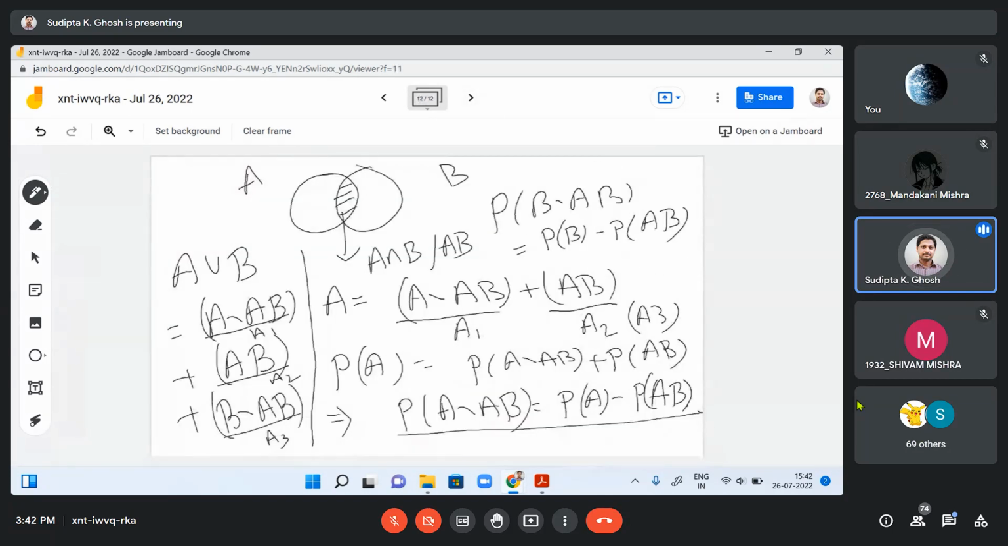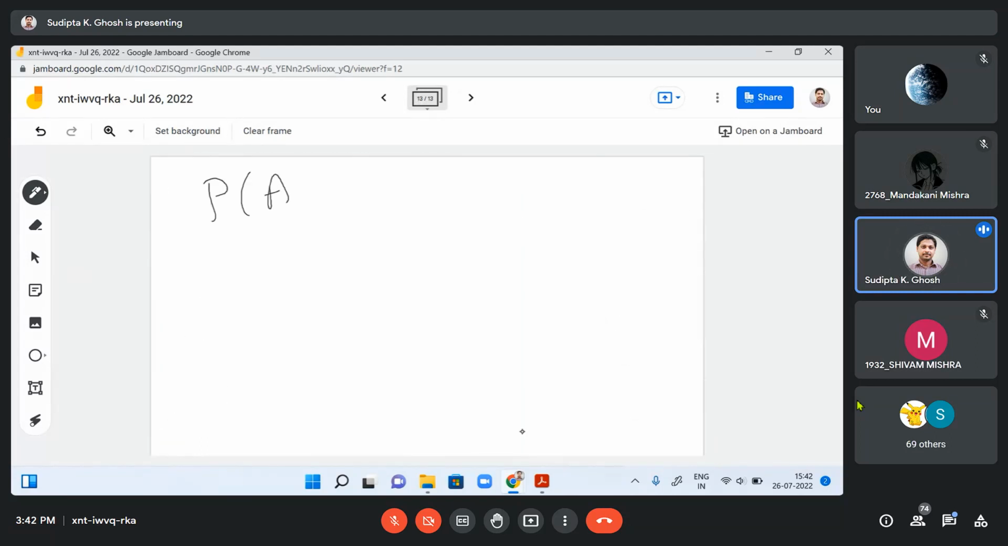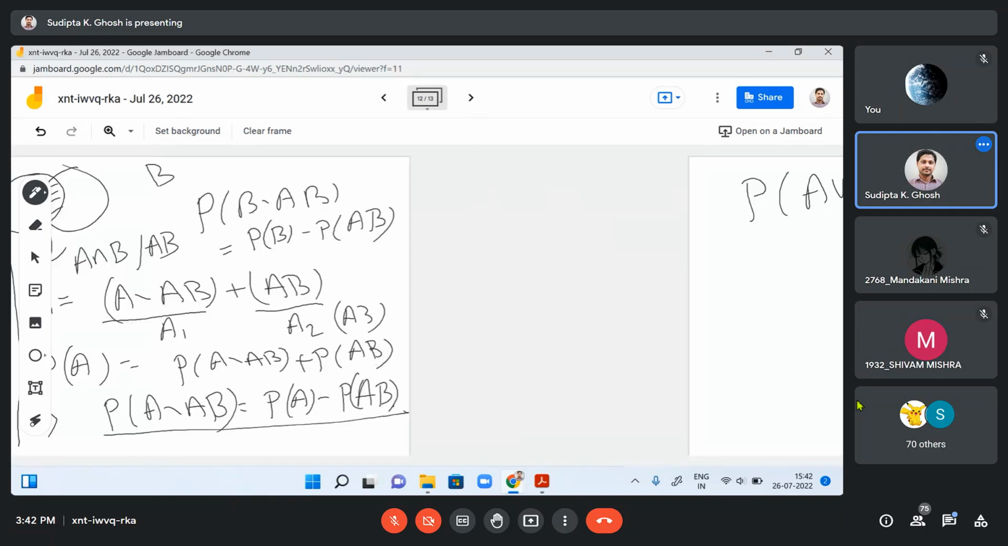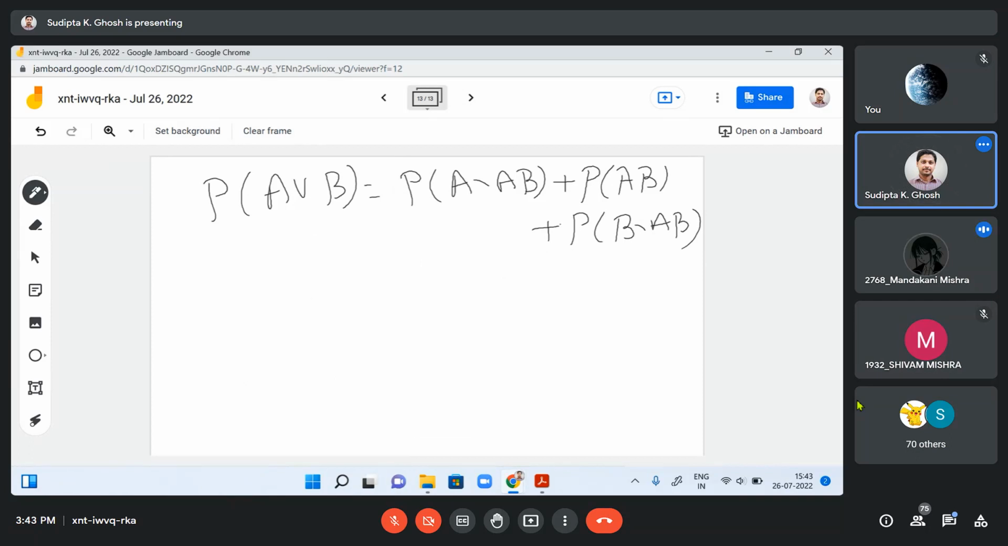If I am writing A union B is equal to this part, then I can write probability of A union B. That means probability of A minus AB plus probability of AB plus probability of B minus AB. Correct? Yes or no? I am writing this because these are pairwise disjoint events. That's why by axiom 3 I can write this line. Am I correct? Exactly. But what about this?